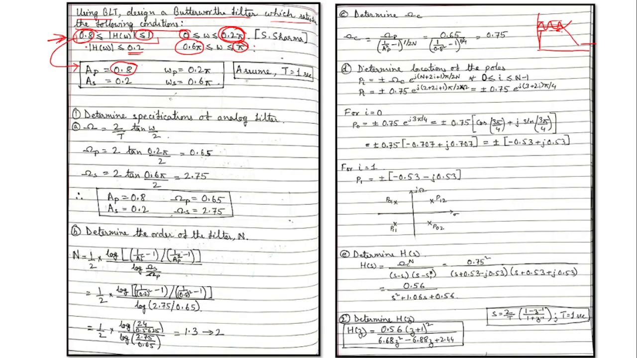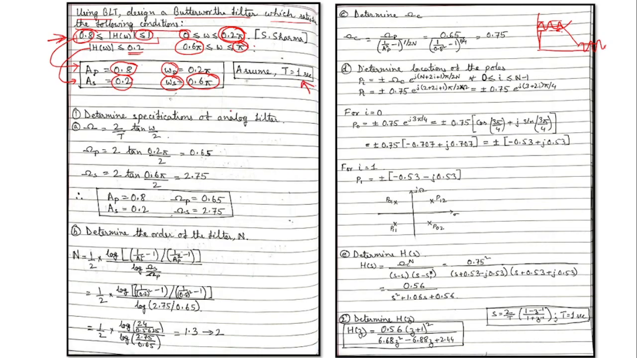Similarly, from here we will be getting the AS. AS is basically 0.2. Here also we will have ripple, which will vary from 0 to 0.2. We will take 0.2 as the AS value. And what is the stop band frequency? Stop band frequency is 0.6 pi. WP is the pass band frequency, and WS is the stop band frequency. Herein we will assume that capital T is equal to 1 second.